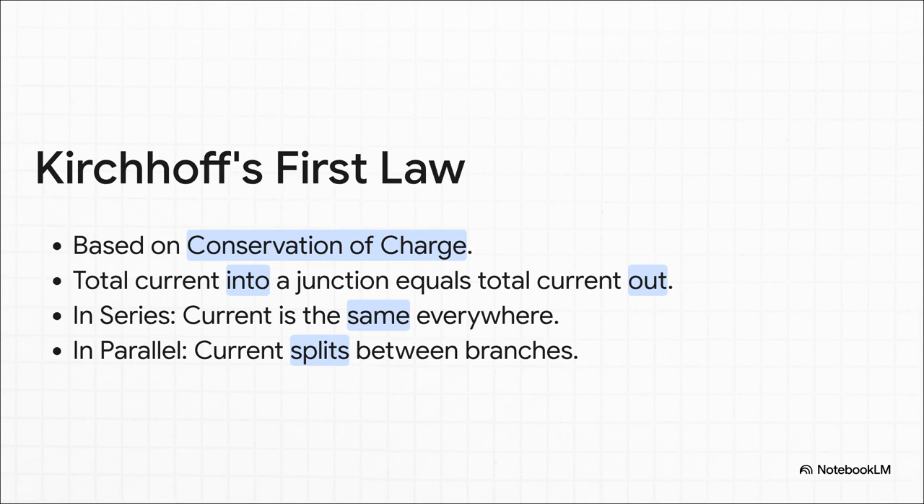All it says is that whatever amount of current flows into a point where wires meet, well, the same total amount has to flow back out. This means in a simple series circuit with no branches, the current is the same all the way around. But in a parallel circuit, the current has to split up to go down the different paths.